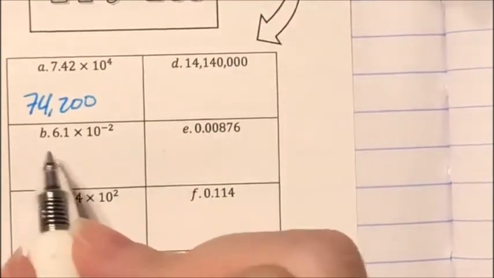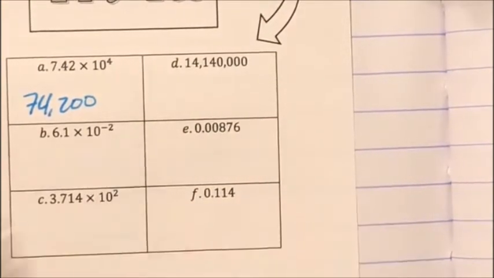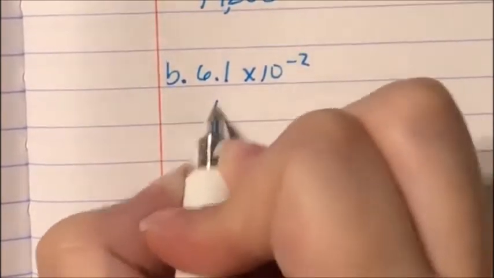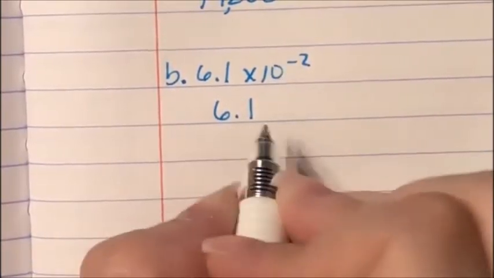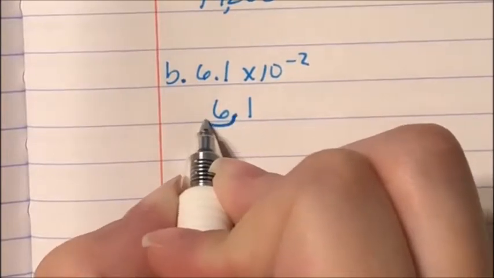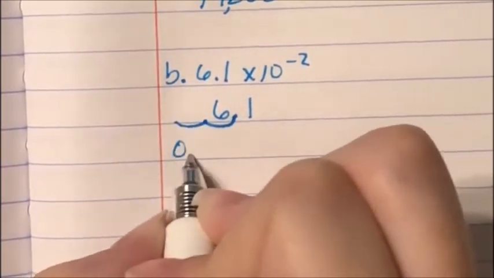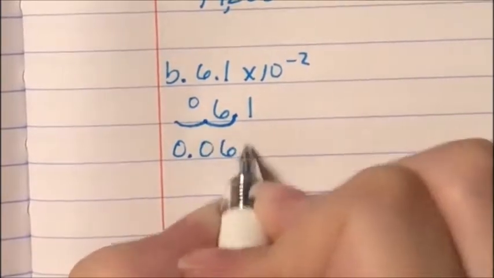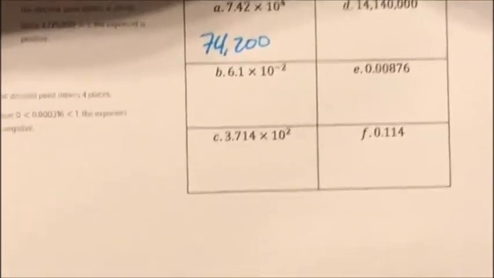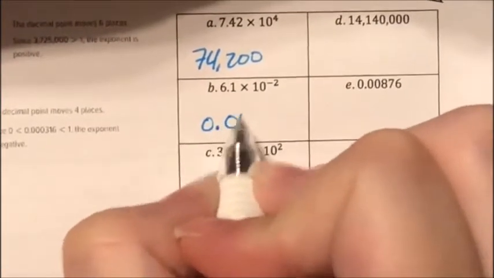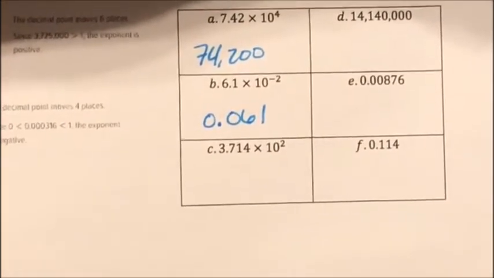Okay. Letter B, 6.1 times 10 to the negative 2. Okay, so I have 6.1. The negative tells me I'm going to the left, so I'm going 2 to the left. 1, 2, so I get 0. I can add 0 there. 0.61. So for letter B, I get 0.061.